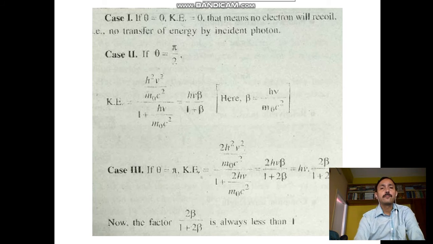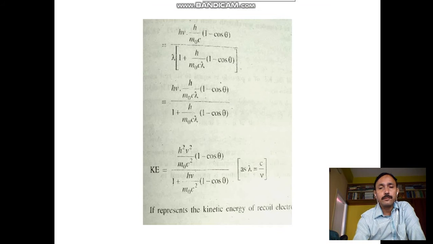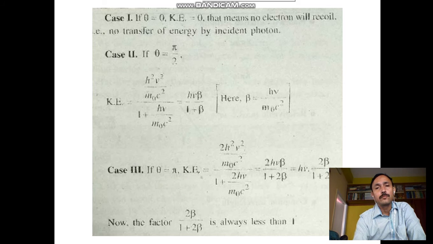Now, different conditions. If theta is equal to 0, then what will happen? Theta 0 means cos theta is equal to cos 0. Cos 0 means 1, so 1 minus 1 will cancel out. So in the numerator part, this one will be 0. Denominator part will be 1. So kinetic energy will be 0. So if theta is equal to 0, kinetic energy is 0.